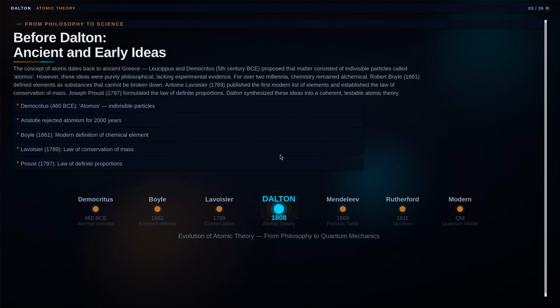Robert Boyle in 1661 defined elements as substances that cannot be broken down. Antoine Lavoisier in 1789 published the first modern list of elements and established the law of conservation of mass. Joseph Proust in 1797 formulated the law of definite proportions. Dalton synthesized these ideas into a coherent, testable atomic theory.